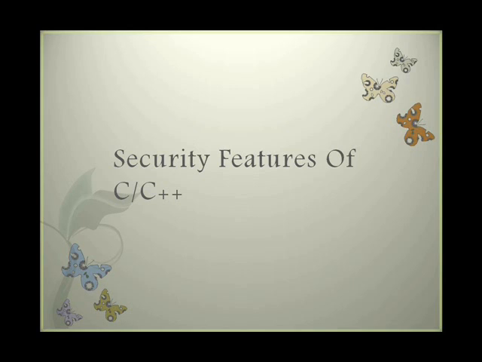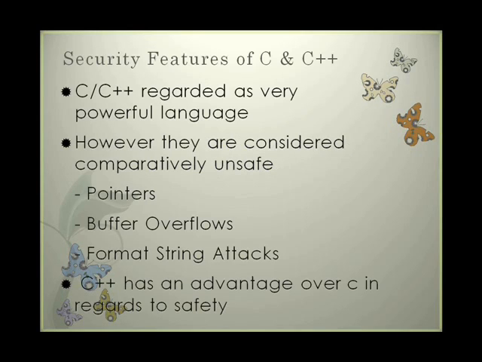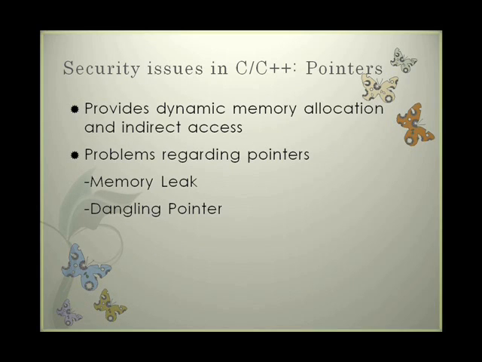Now we have security features of C and C++. C and C++ are very popular languages mainly because they are very powerful. However, many claim that the languages are comparatively unsafe. The reasons are pointers, buffer overflows, format string attacks. However, C++ has an advantage over C in regards to safety. Now let's see why pointers are insecure.